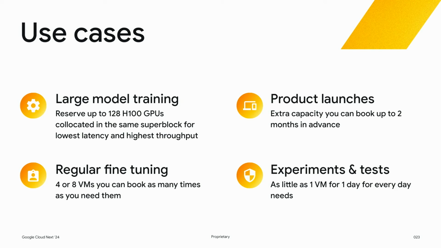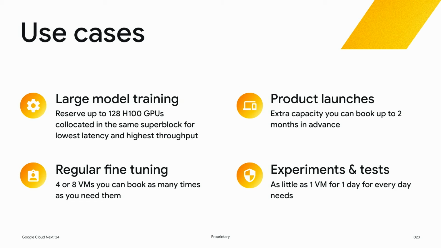You can think of this mode also for your product launches. So let's say you know you're going to need extra capacity because you're launching a new model. You're going to have a lot of real-time usage, a lot of users. And this block of capacity is going to help you sustain the increase in traffic. Also, you can run experiments and tests. You can reserve as little as 1 VM for 1 day. And you can try new parameters or new configurations on our infrastructure.